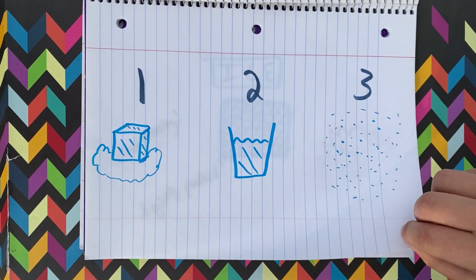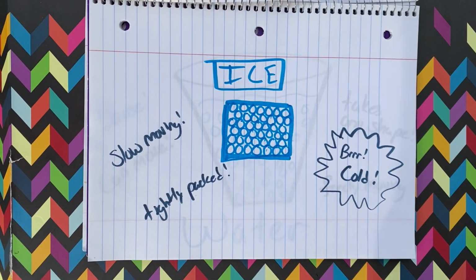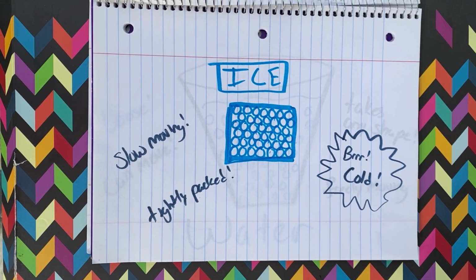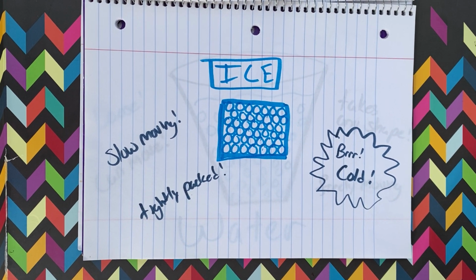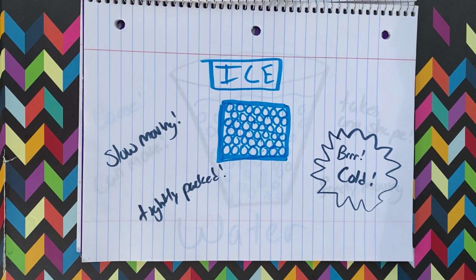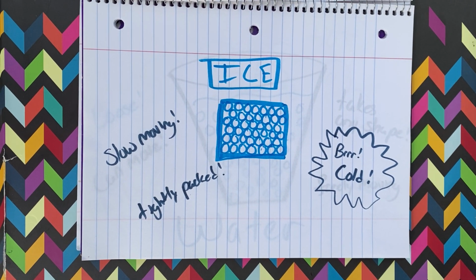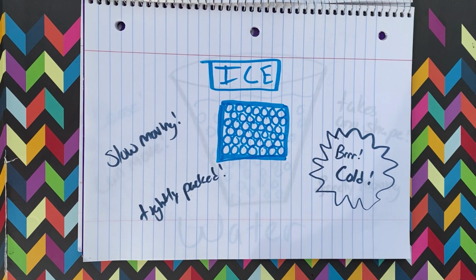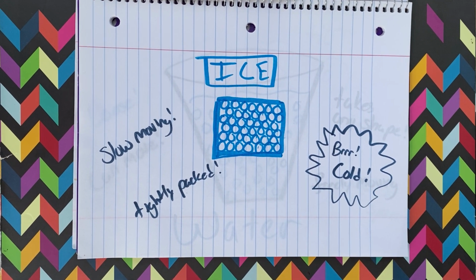So let's look at the microscopic level. Ice is full of molecules, but they're all really close together and they're really slow moving, so they don't create a lot of friction and they don't have a lot of energy. Therefore, it's really cold and it's solid like a rock, and it's hard to break since they're so close together.